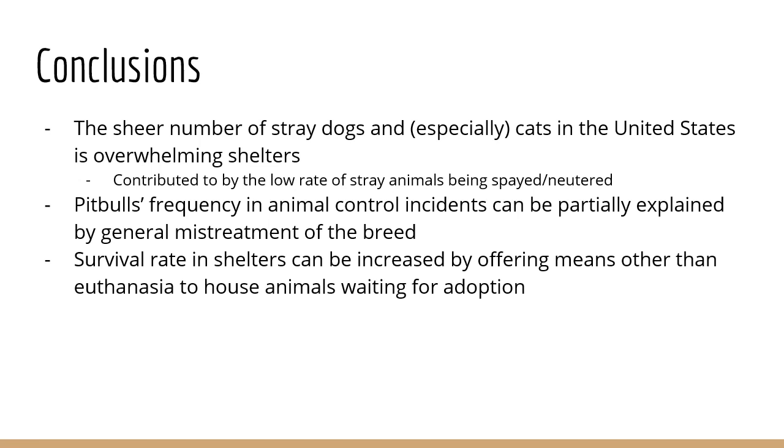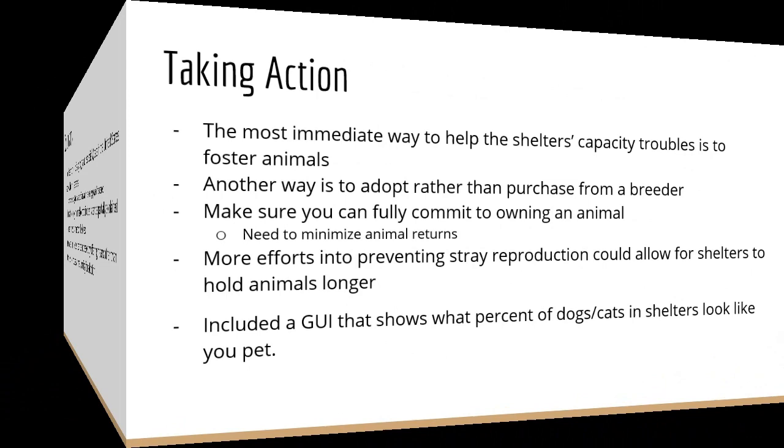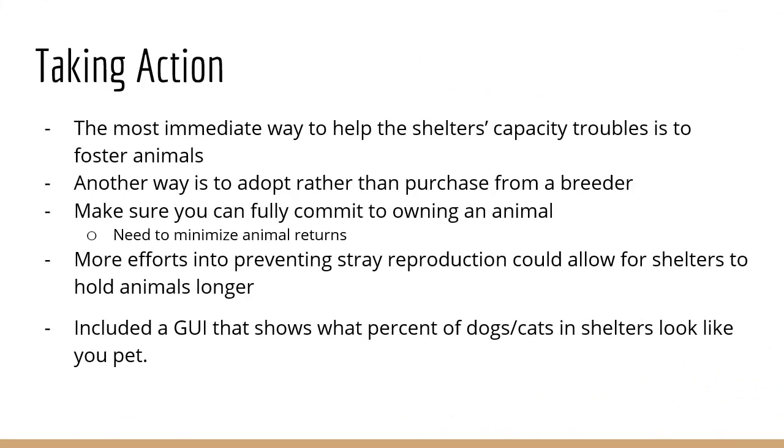And the survival rate in shelters can be increased by offering means other than euthanasia to house animals. This could be foster care or just better living conditions outside, even. So the most immediate way we can take action is to volunteer to foster animals. Another way is to adopt your pets rather than purchasing them from a breeder. And this problem's especially common in college students, and I've seen it personally with friends that live in Home Park. But we need to make sure that when we adopt these animals, we are fully committed to taking care of them, so that we're not returning them. And we also need to support efforts that are spaying and neutering stray animals, so that the overcrowding problem can hopefully get smaller with fewer animals reproducing.